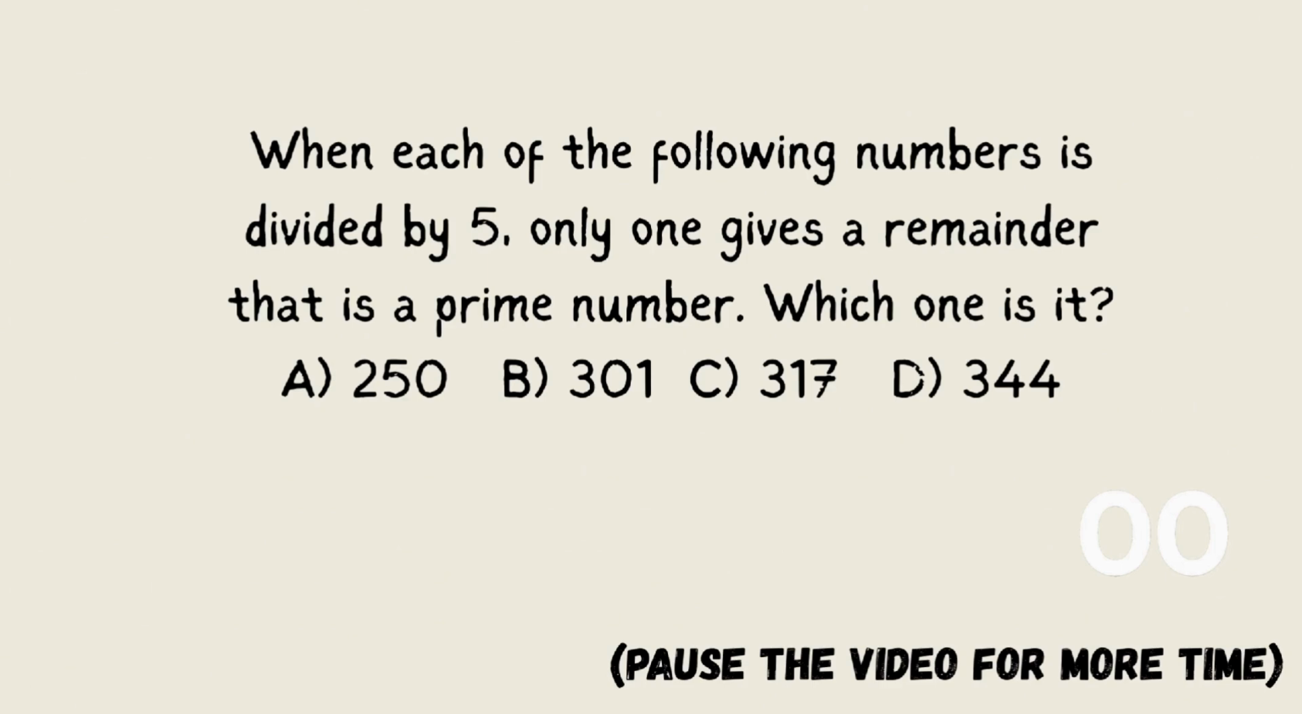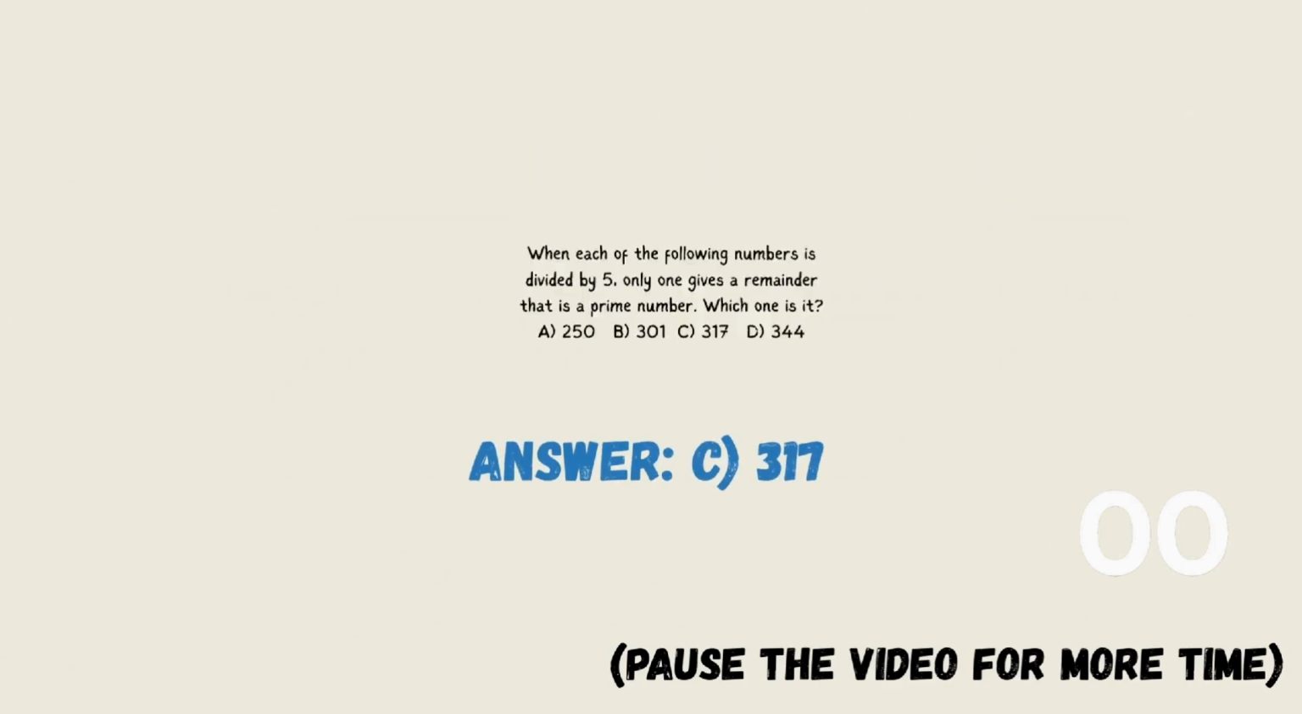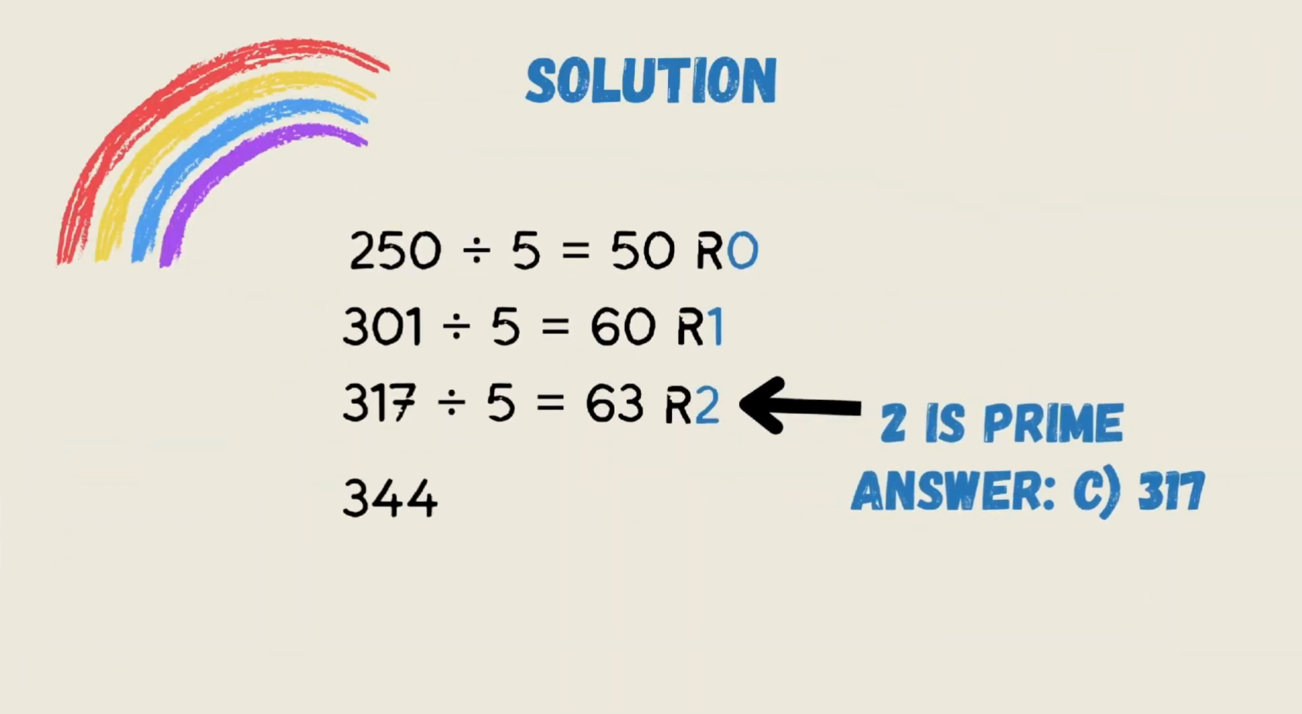And the answer is C, 317. So this problem is like the problem we did together earlier, and we just divided all of the answer choices by 5 and looked at the remainders, which remember are marked by the capital R. So here out of 0, 1, 2, and 4, 2 is the prime number. So when 317 is divided by 5, it has a prime remainder, and that's our answer.